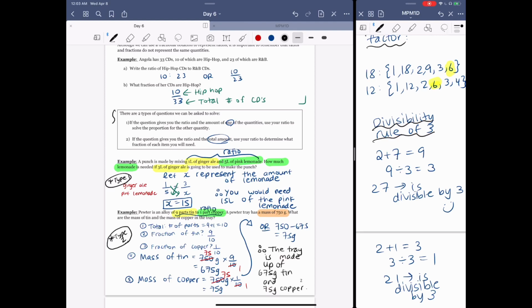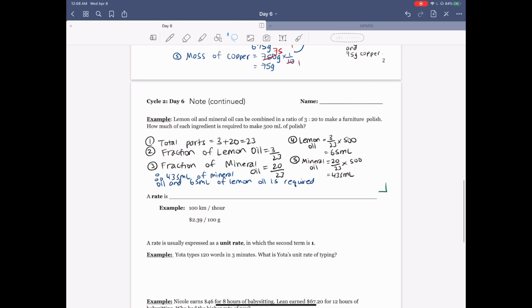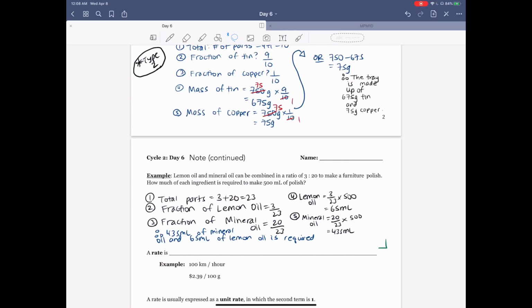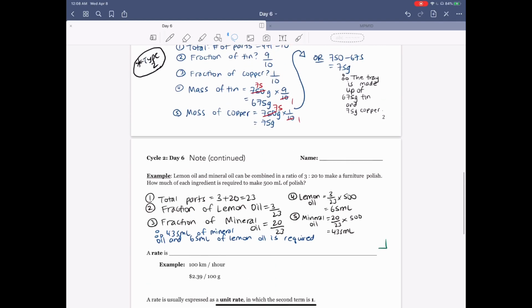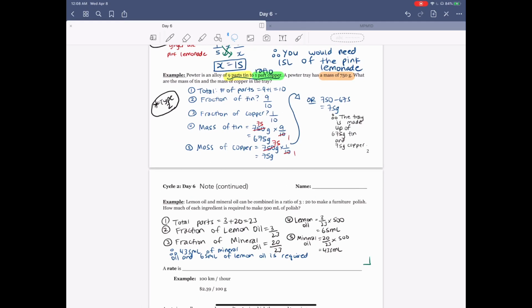So I'm referring to this box when I'm talking about type 1 versus type 2. These are the two kind of scenarios that you might have. Okay, so you should try the next example on page 3, and then you can compare it with the solution. It's very similar to the one above about the parts tin and copper example.